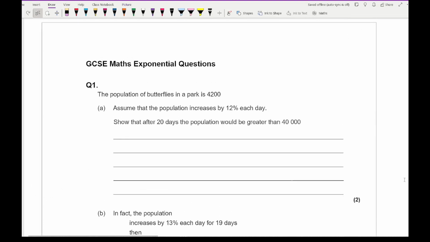So looking at this first question, it says that the population of butterflies in a park is 4,200. Assume that the population increases by 12% each day. Show that after 20 days the population would be greater than 40,000. Now this question is an exponential question, but it can also be related to compound interest because it's increasing by a fixed percentage over a period of time.